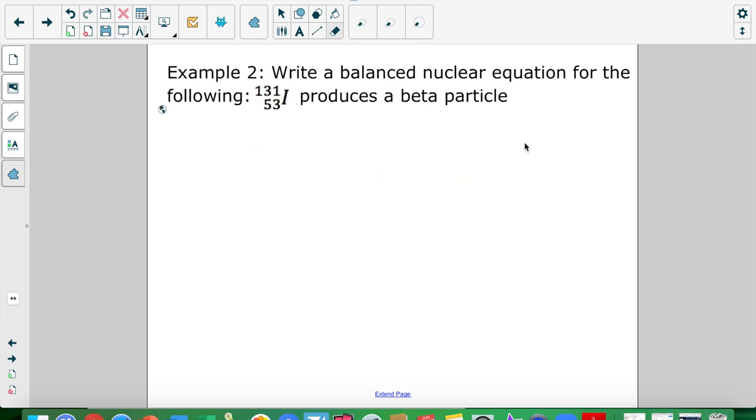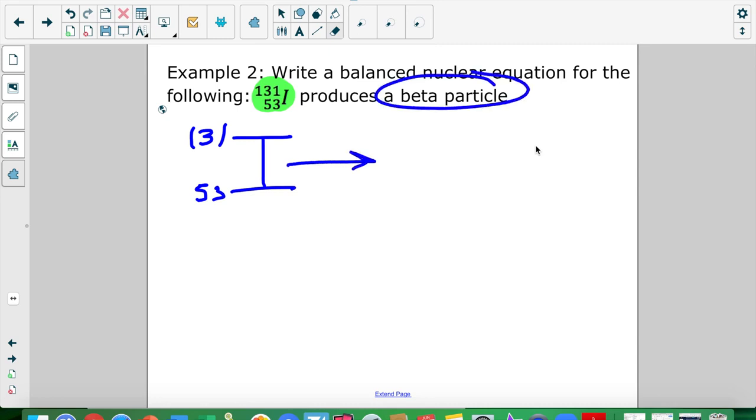Next one. Again, write a balanced nuclear equation for the following. It says that iodine-131 produces a beta particle. So what you do is you first write the isotope that you're given. So you write iodine 131, and 53 is the atomic number, and then you write the arrow that yields and then produces a beta particle. So a beta particle, remember, is a 0, -1, E. It's an electron, okay? So you leave a space and then you write plus and then you write that beta particle, -1, E.